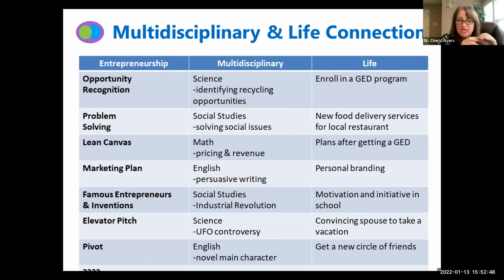Famous entrepreneurs and inventions, maybe in your social studies subject, you take a look at the Industrial Revolution and you just kind of unpack, okay, what did the, and I hope I'm getting this right because history is not my strong suit, you know, the cotton gin, what problem did it solve? Kind of working backwards, taking any modern day, the clothes hanger, think about a clothes hanger. Wow. Well, that solves the problem by keeping the clothes from getting wrinkled. But what a simple but powerful invention that has stood the test of time, like the wheel.